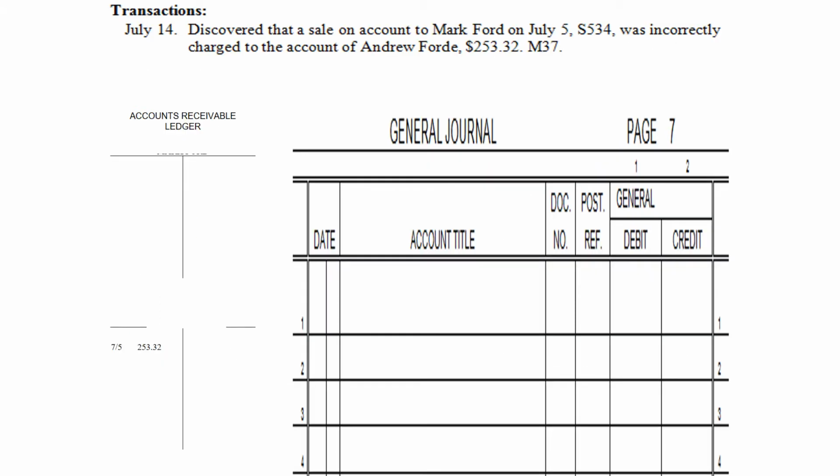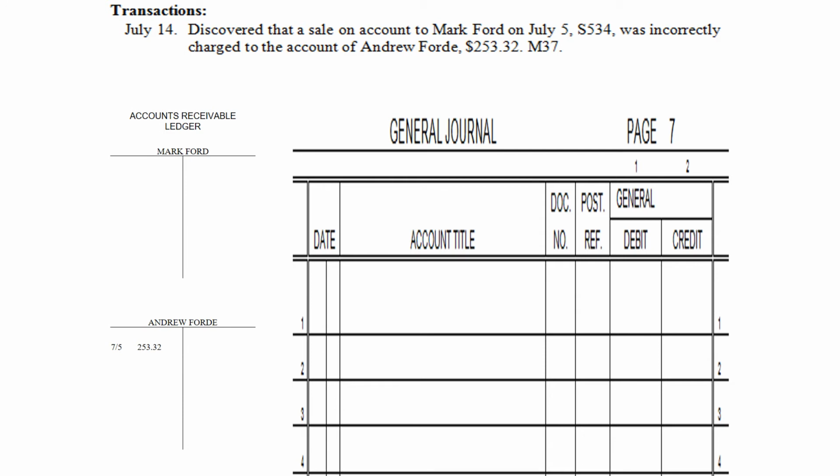Finally, moving to the last one, as I started to describe earlier: we discovered a sale on account to Mark Ford on July 5th that was incorrectly charged to the account of Andrew Ford. Could happen. $253.37, memorandum M37. So again, we have our accounts receivable ledger of Mark Ford, and we have our accounts receivable ledger of Andrew Ford.